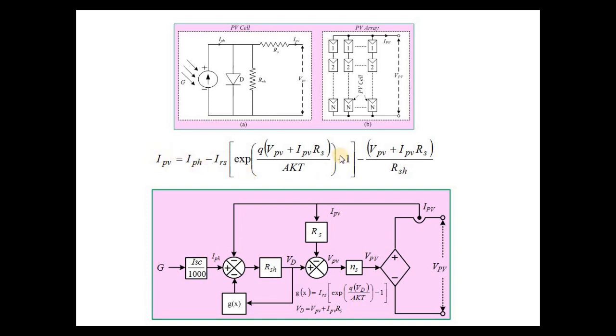So if my input is voltage, I can get output as a current. If current is the input, I can get voltage as an output. If current is the output, it is called current source converter based modeling of PV panel. If voltage is the output, then it is called constant voltage source converter based modeling of PV panel.